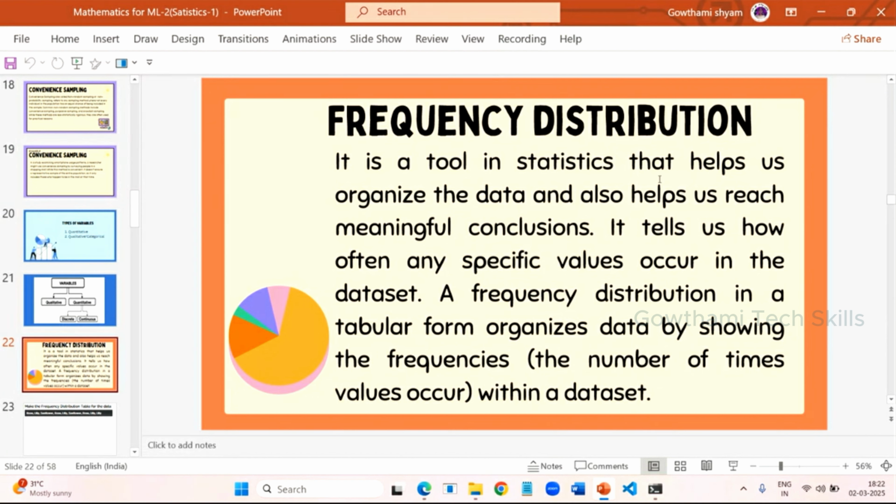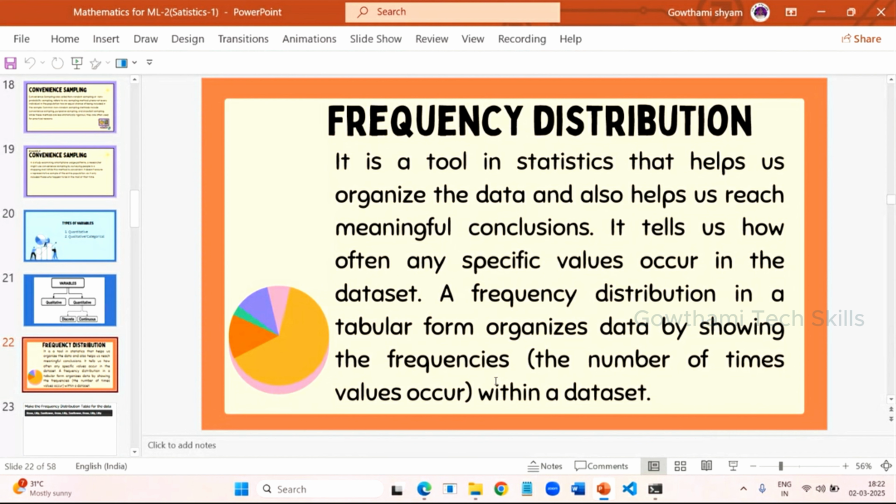It is a tool in statistics that helps us organize the data and also helps us reach meaningful conclusions. It tells us how often any specific value occurs in the data set. A frequency distribution in a tabular form organizes data by showing the frequencies. Frequency is nothing but how many times a particular value is present in that data set.